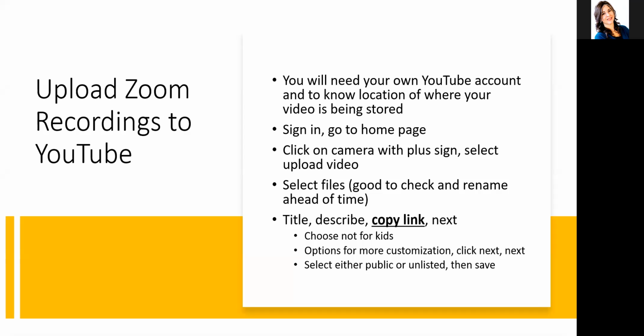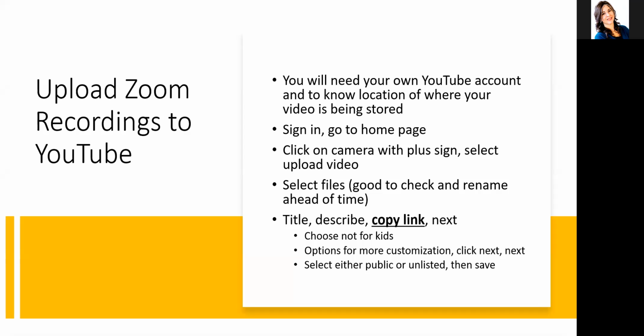First, you will need your own YouTube account, and you also need to know the location of where the video is being stored that you want to put on YouTube. You're going to sign into YouTube and go to the home page. We're going to click on the camera with the plus sign, select upload video.